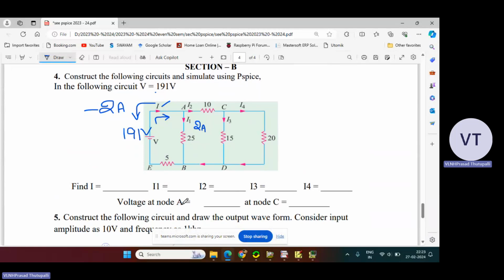Here, this is node A and this is node C. Node B and node D are both the same, so you can say this is a single node, because this is a wire. This is how we simplify or give the solutions for the circuit constructed and simulated using the PSpice software, for the currents and various node voltages. Thank you.